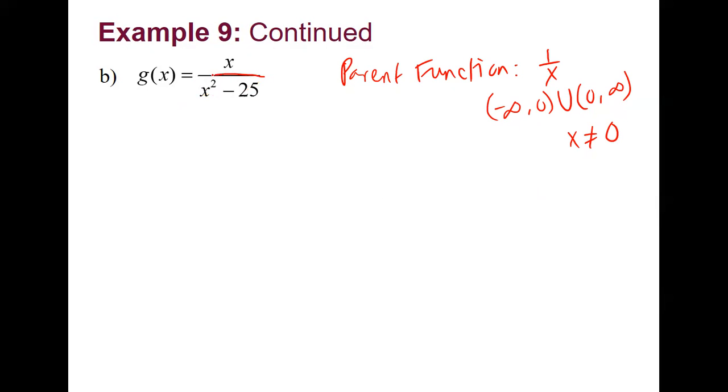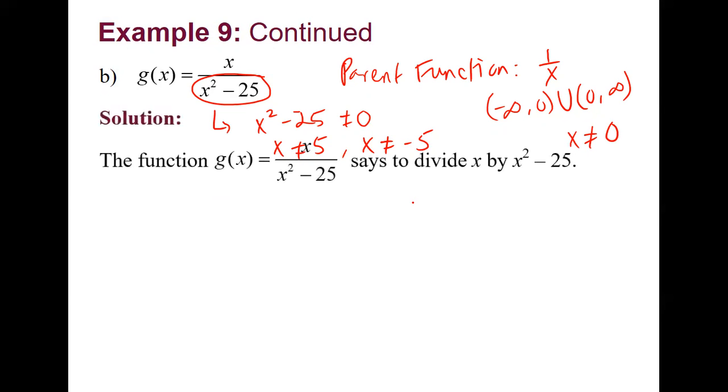My domain restriction comes from the denominator. You remember that? The restriction comes from the denominator. So x squared minus 25 cannot equal 0. So what can x not be? x cannot equal positive 5 and x cannot equal negative 5, because either one of these would make it equal to 0. Do we see that? Those are your restrictions on your domain.